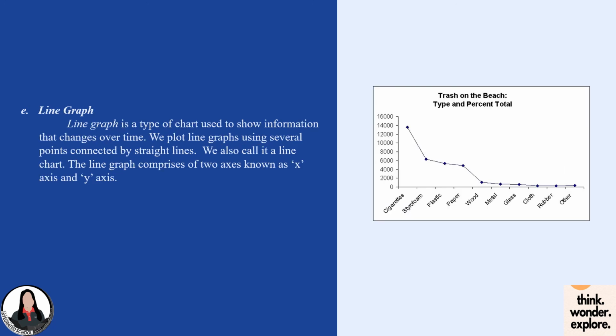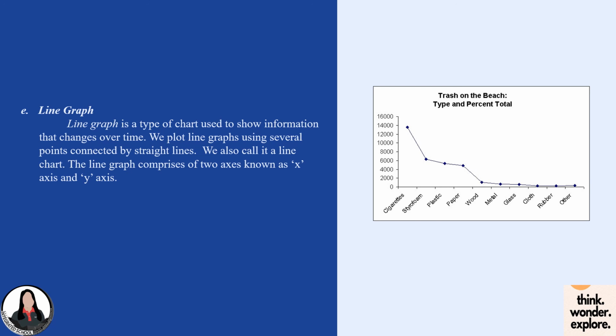The last one is the line graph. It is a type of chart used to show information that changes over time. We plot line graphs using several points connected by straight lines. We also call it a line chart, and the line graph comprises two axes known as the x-axis and the y-axis.